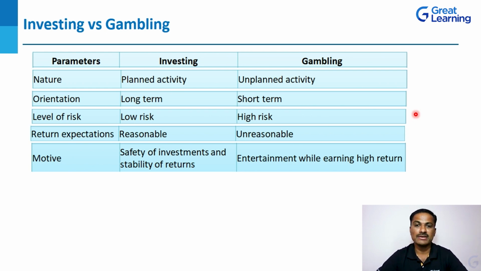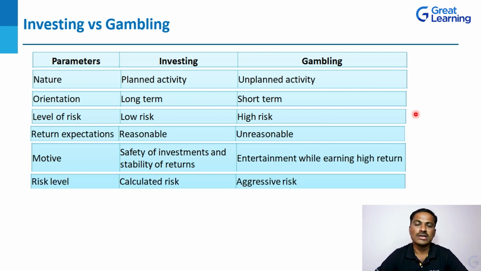When it comes to gambling, you want to make money, but you also want entertainment. Entertainment and high returns are the expectations, the motives behind gambling. When it comes to investment, safety of funds and returns. These two are the main motives behind investment activity. What is the level of risk involved in investment?